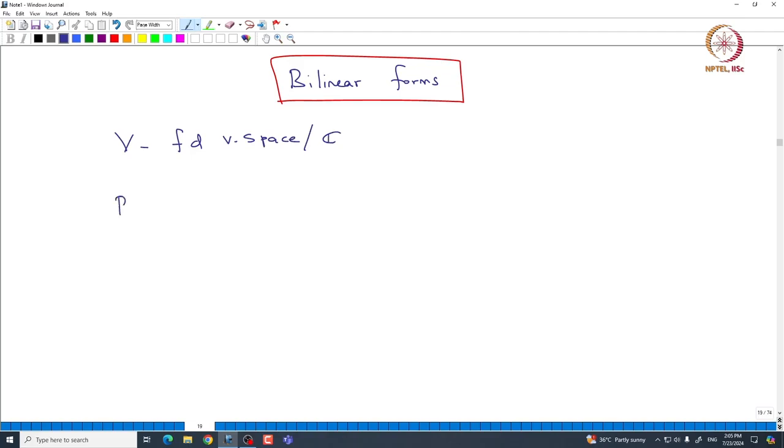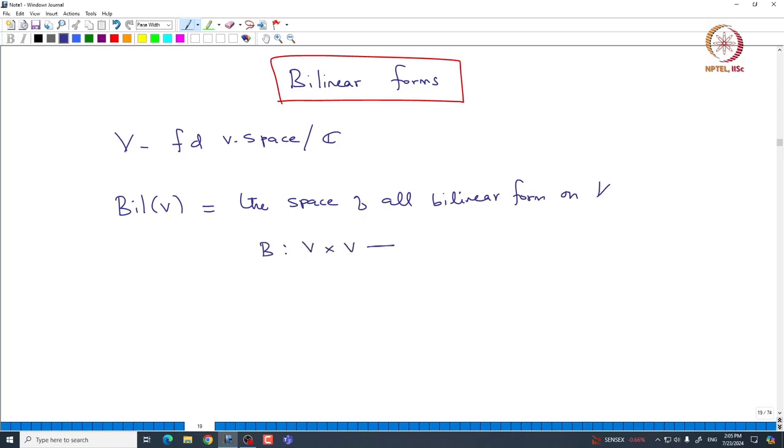So, we can construct the space of bilinear forms. Let us denote it by BIL of V. So, this is the space of all bilinear forms on capital V. So, what does it mean? That means it is a map from V cross V to C. It is linear in both variables. There are two variables, first and second variable. So, in both variables, B is just linear. One can also talk about k-linear forms, but here we are going to only talk about bilinear forms.